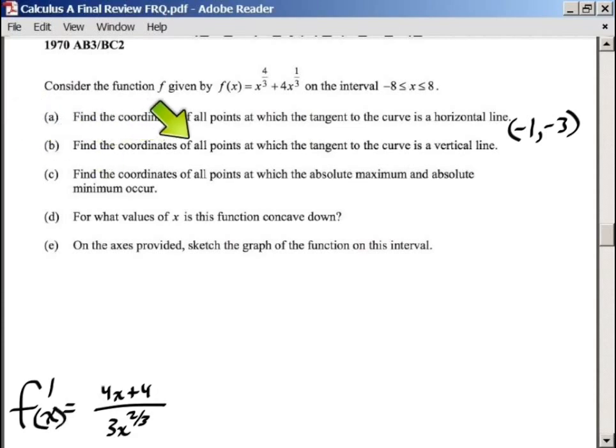It says find the coordinates of all the points where the tangent line of the curve is a vertical line. So a vertical line has a slope of undefined, right? So what would make this undefined? Whatever would you plug into x to make it 0? So what do I have to plug into x to make it 0? 0.